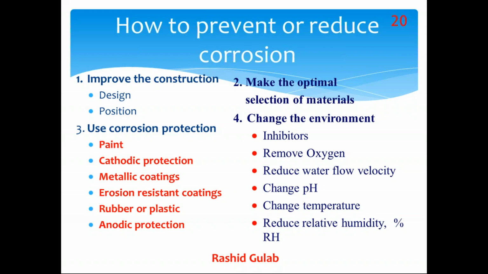And number three, the use of corrosion protection. Now what are the things that we are using for corrosion protection? They are the paint, the rubber or plastic, the anodic protection, cathodic protection, metallic coating, galvanizing, corrosion resistance coating. So different types of coating and painting or insulation we are using to protect our steel, our structure, our items. We are using all these materials, paint. These are the different things that we are using for the prevention of corrosion.